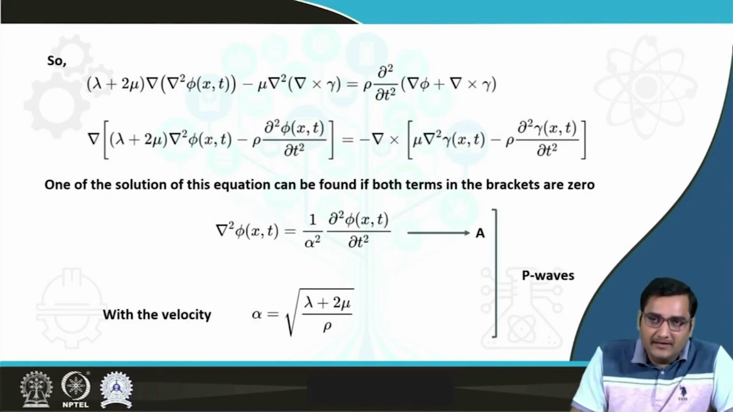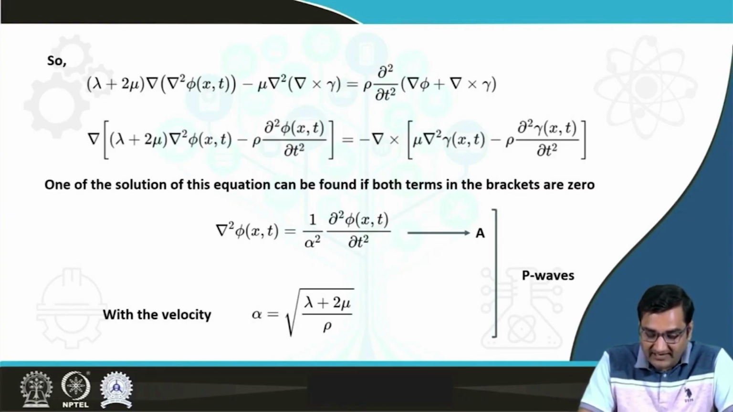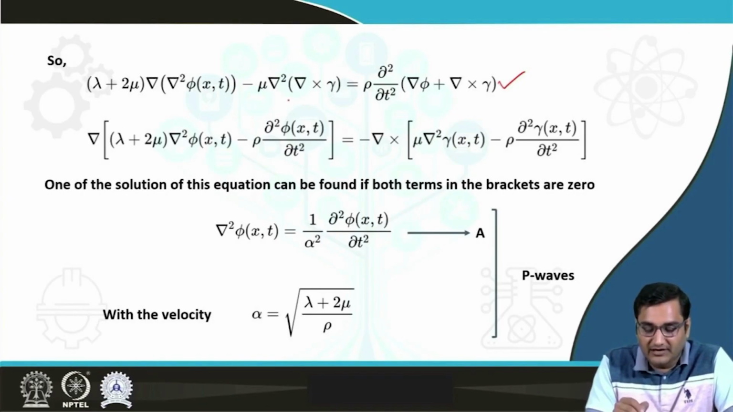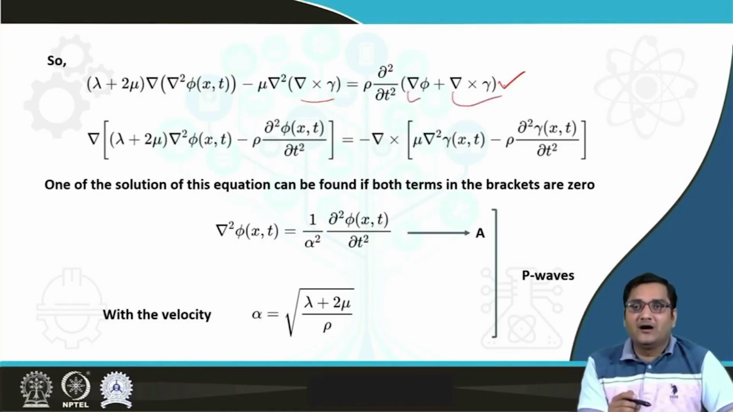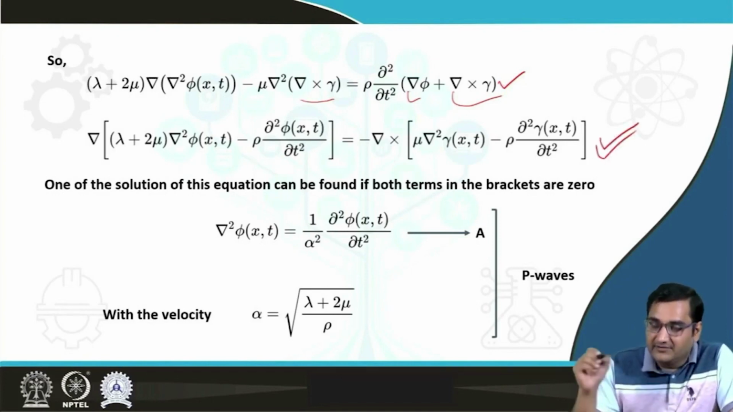Now when we incorporate all these things into the previous equation, it may look something like this: (lambda plus 2 mu) del square phi(x,t) minus mu del square del cross the curl of the epsilon or vector field is equal to rho del square by del t square of the gradient of the scalar plus the curl of the vector quantity. Now when you rearrange this equation, it may become something like this.